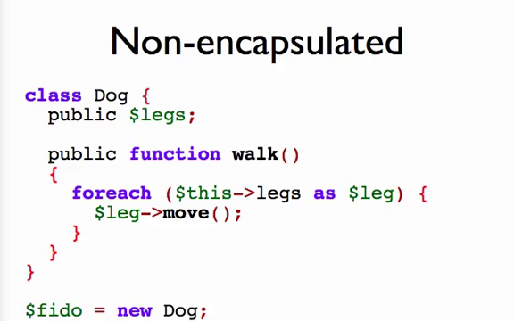And we said, all right, we've got public legs. They're publicly accessible. Anybody can do whatever they want with them. And then we're going to walk by looping over the legs and telling the legs to walk. And I create a new dog. Let's see what's at the bottom.